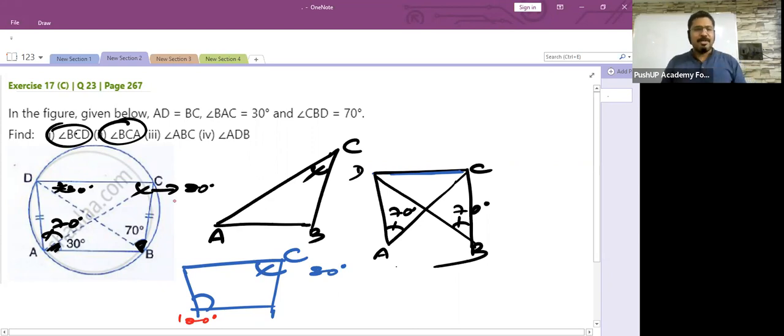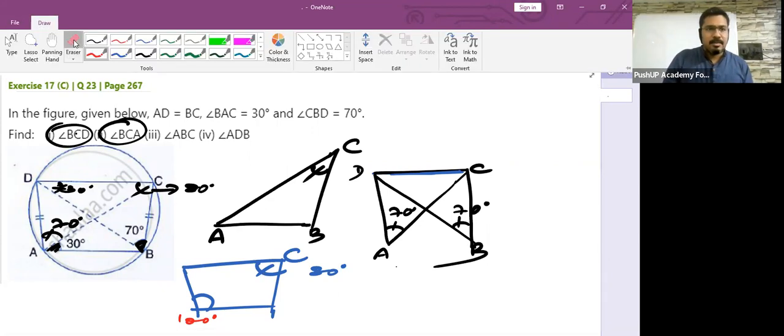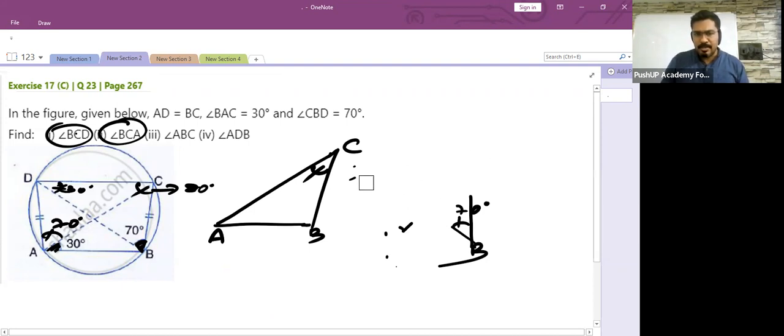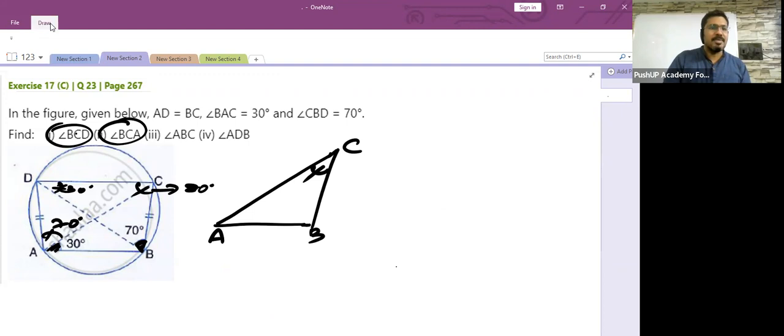No, wait a minute, children. Not alternate angles, because they are not parallel lines. Children, I will show you an easy method. Wait a minute. In the beginning, I said something, no?